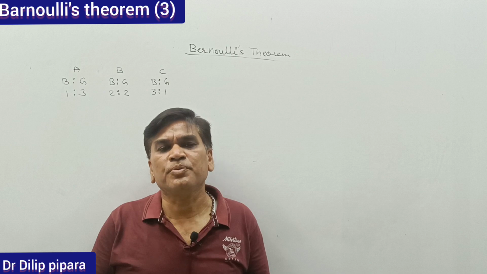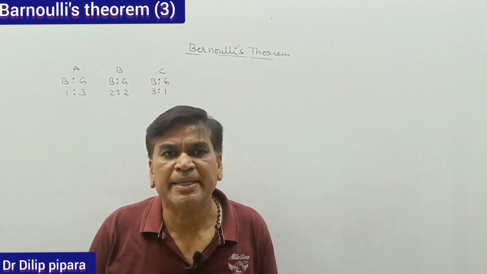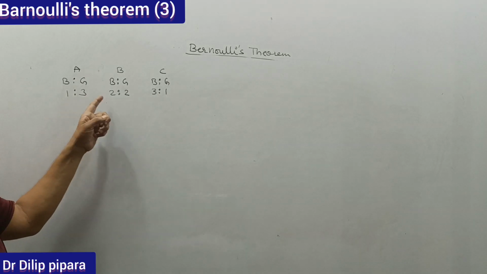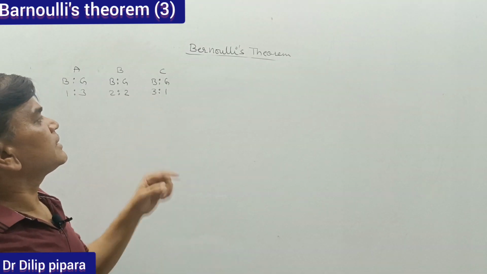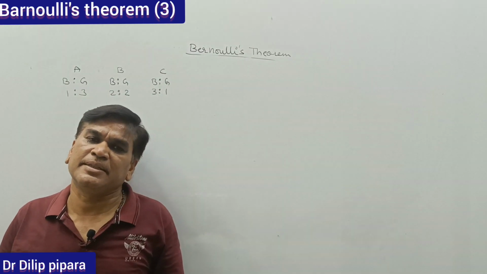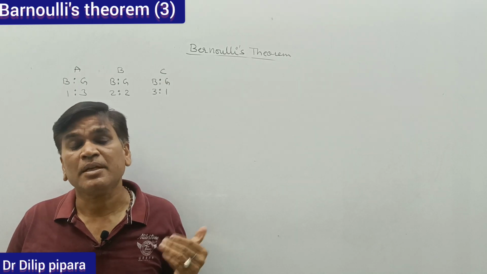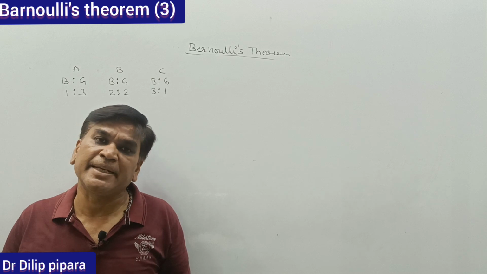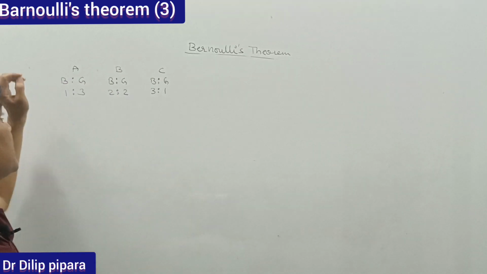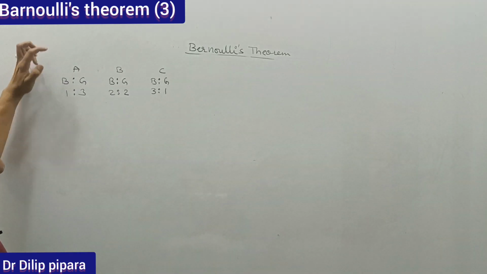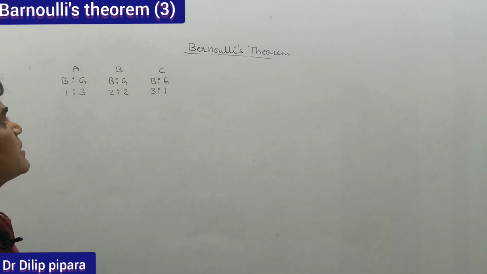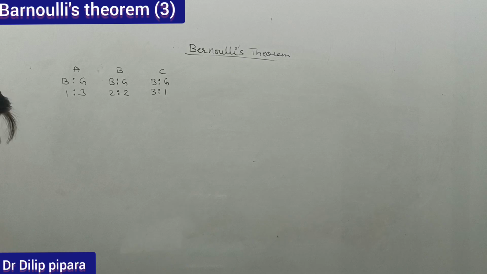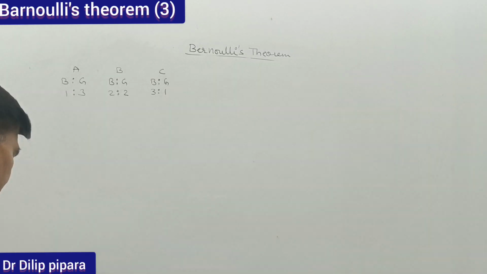Three groups of children contain one boy and three girls, two boys and two girls, and three boys and one girl respectively. It means there are three groups of children. The first group has one boy and three girls. The second group has two boys and two girls, and the third group has three boys and one girl. This question has been repeated many times.